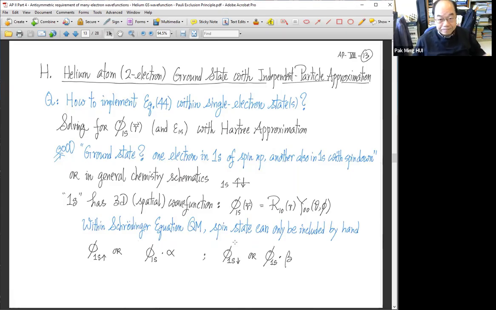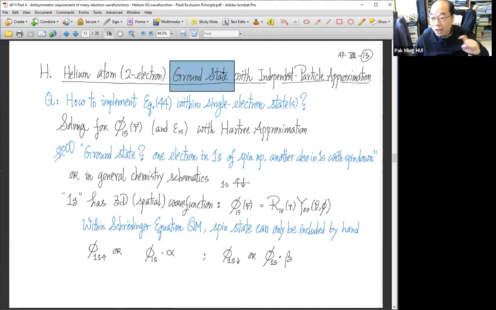Next question. Now we know the requirement: antisymmetric. How can we realize this? How can we achieve this within the independent particle approximation? Okay, so that is the question. All right, now let's look at the ground state, the simplest thing.